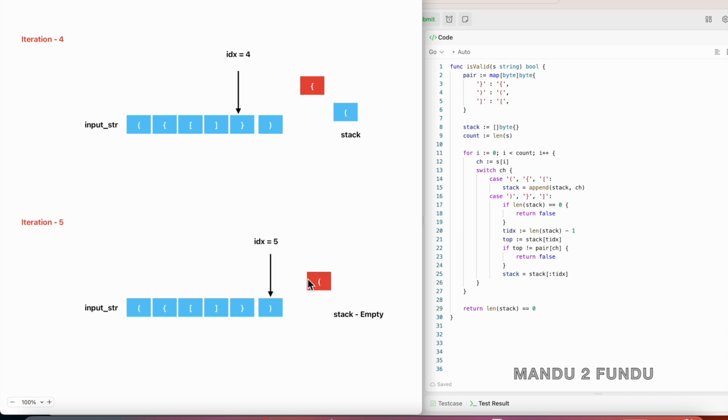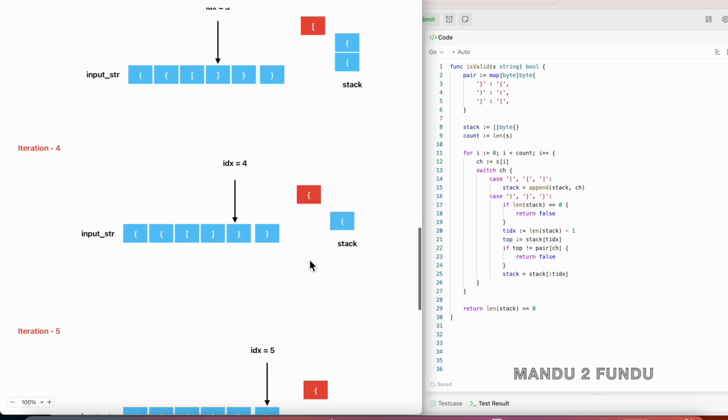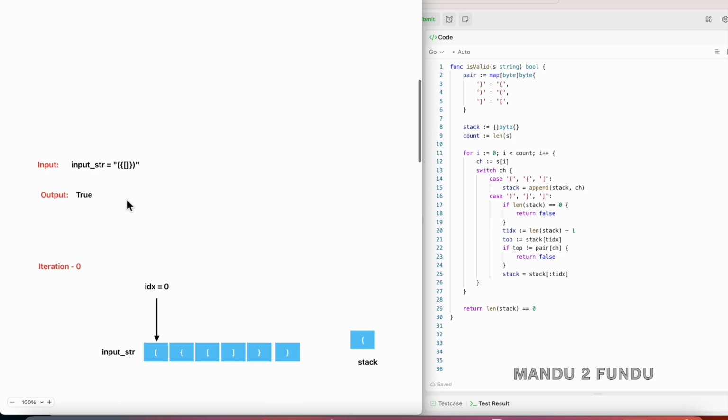So after popping that element, the stack will be empty, and also we reach the end of the string, so we come out of the loop, and then we check whether the length of the stack is exactly equal to 0. Make sure there are no open parentheses or curly braces or square brackets left in the stack. If they are left in the stack, that also indicates an invalid string. Finally we return true. So that is the expected output for this input string.